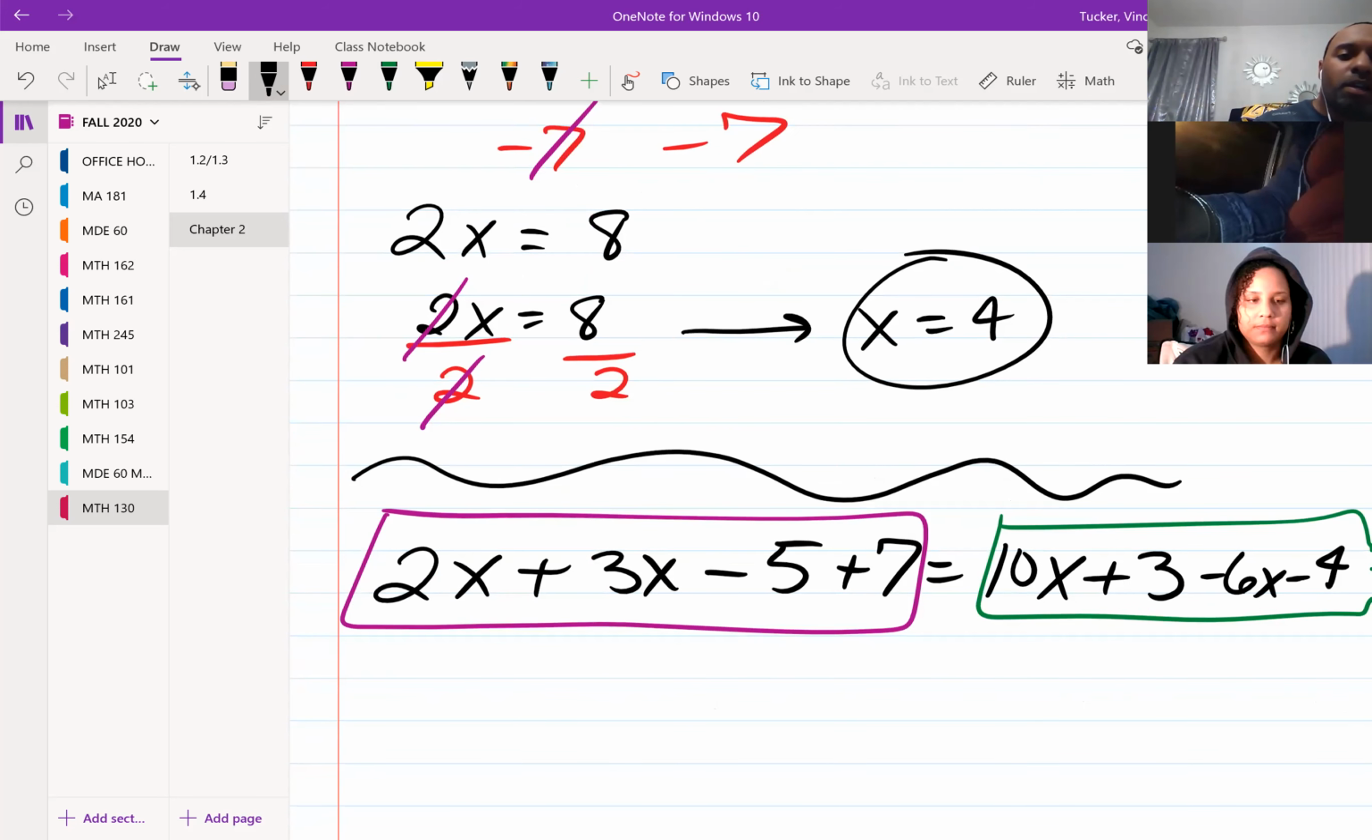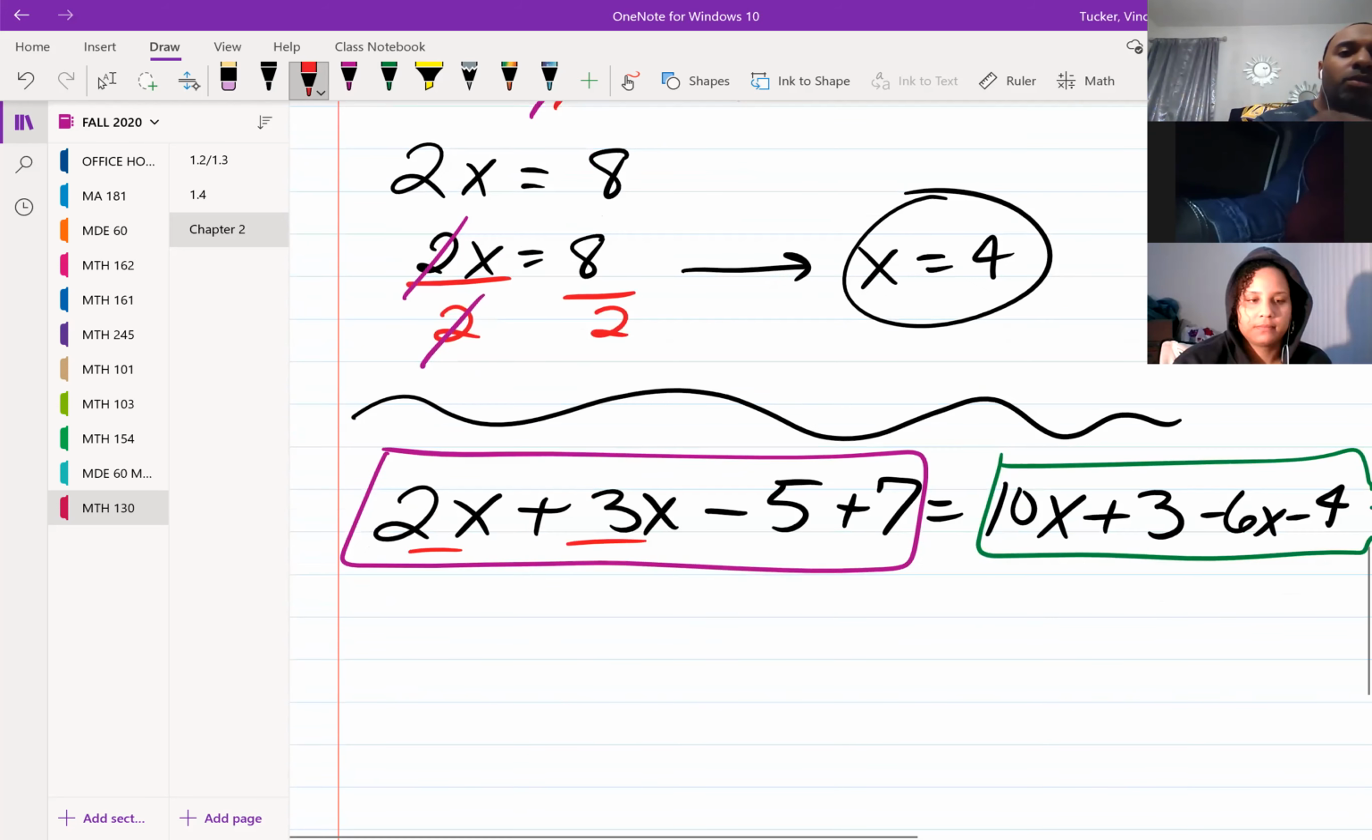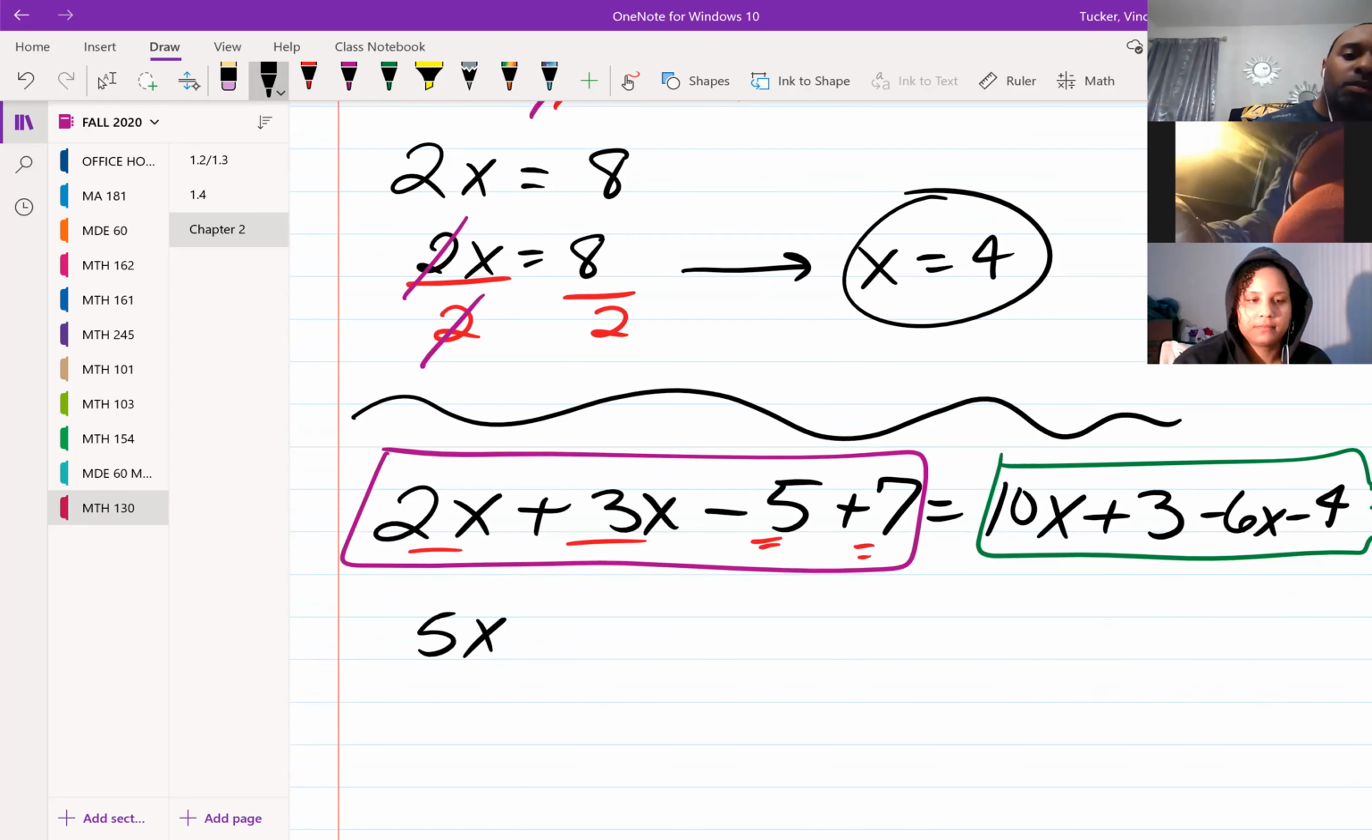So that left side, 2x and 3x will add together. They're like terms. That'll be 5x. And then negative 5 and positive 7 will be plus 2.